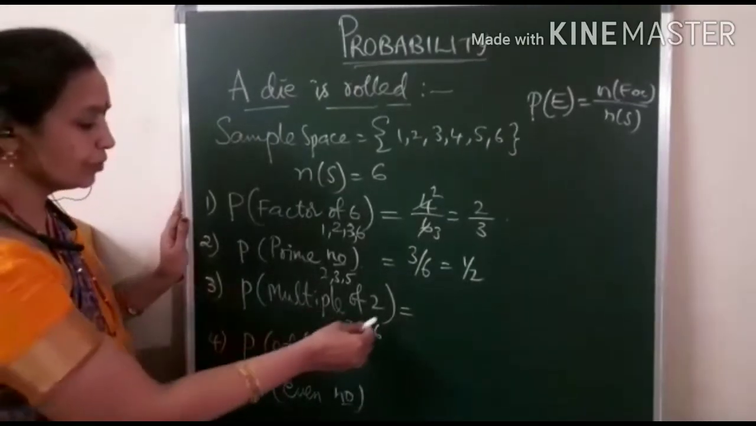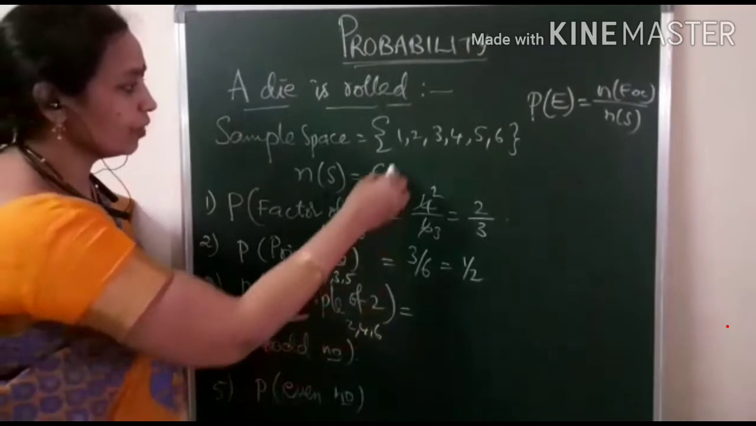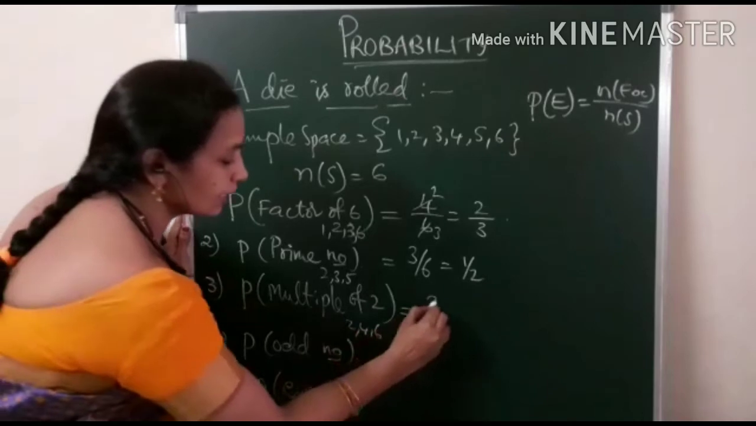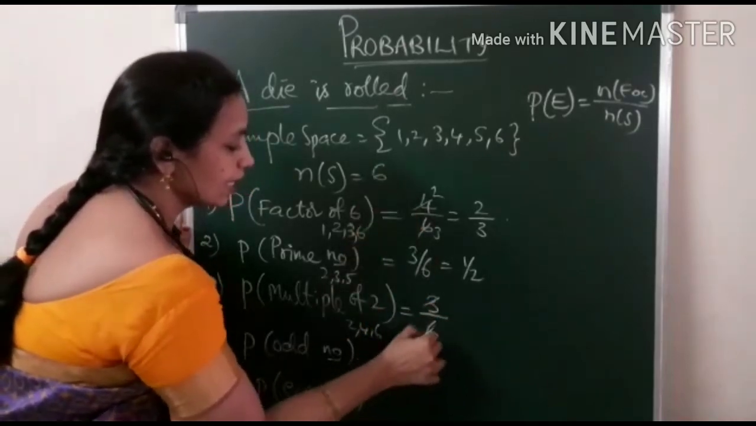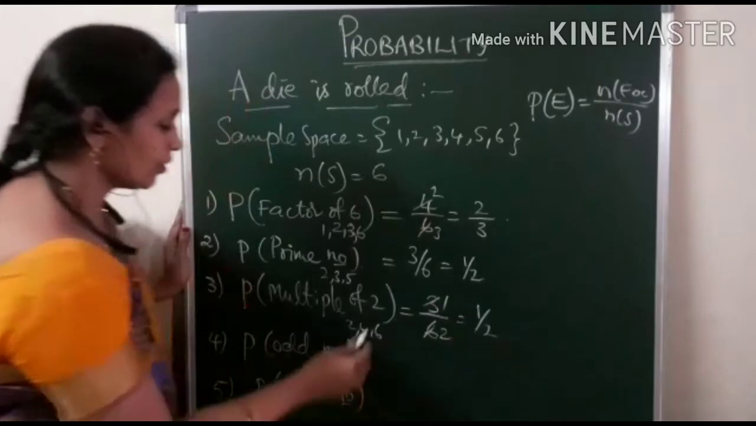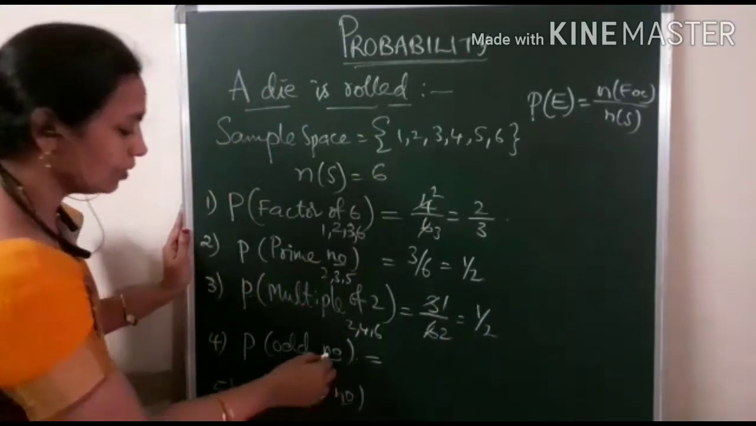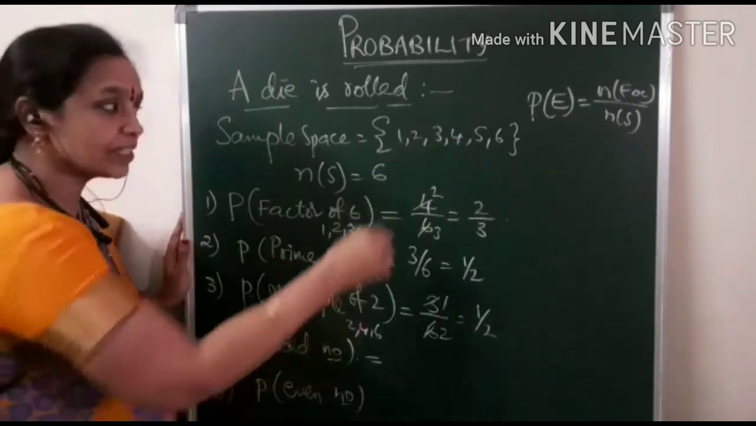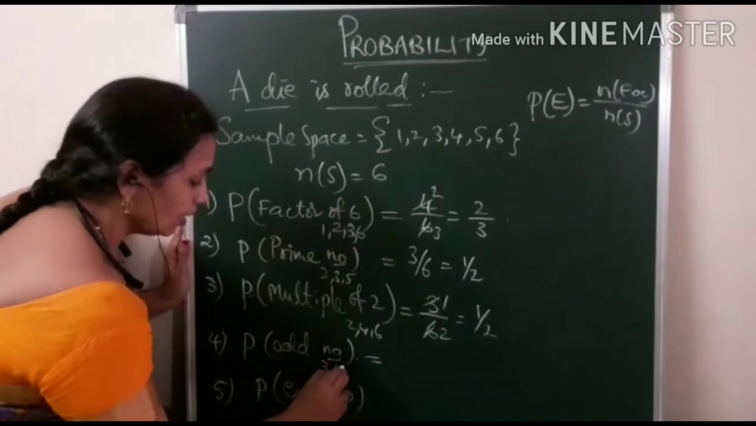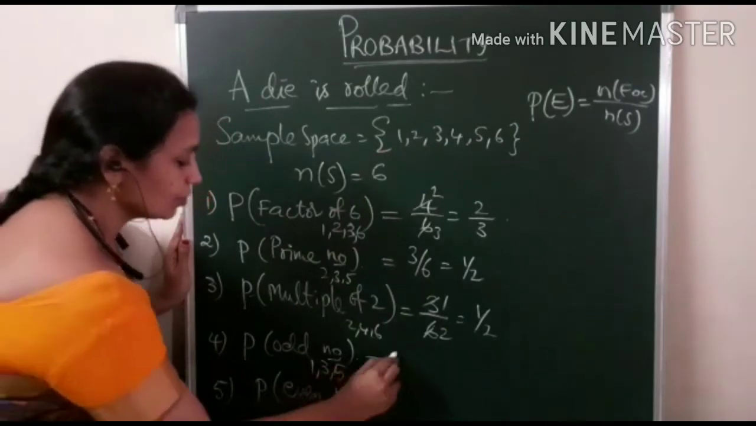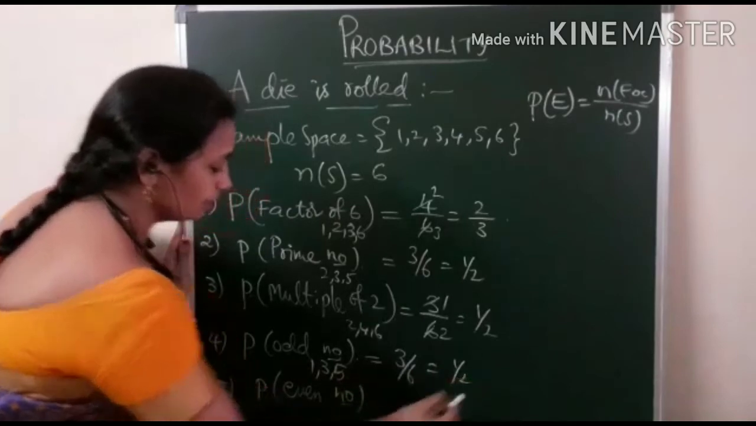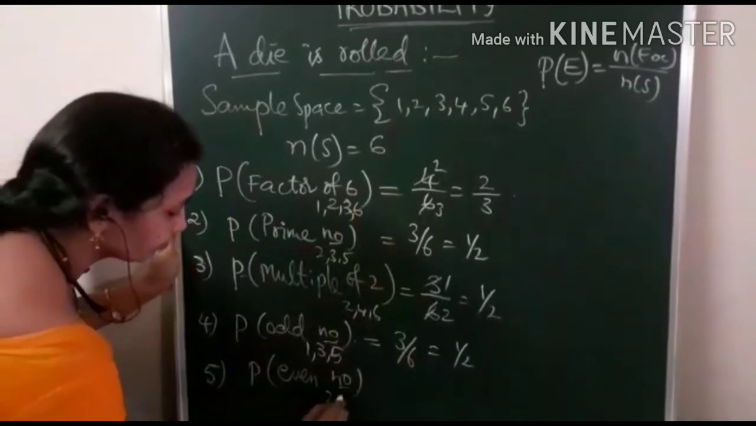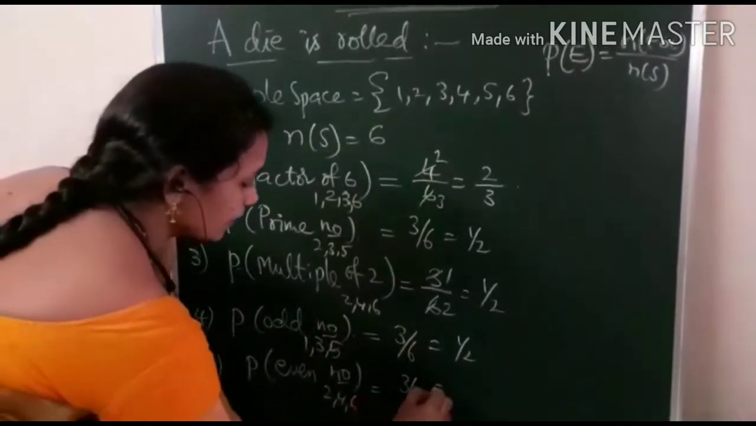Then to find a multiple of 2, the favorable outcomes for multiple of 2 from the sample space is 2, 4, 6. So 2, 4, 6, how many favorable outcomes are there? 3. Out of the total outcomes is 6. Again, 1 by 2 you will get. 1 by 2 is the probability of multiple of 2. Getting an odd number. Favorable outcomes for the odd number from the sample space are 1, 3, 5. So these are 3. 3 out of 6 is 1 by 2. Next even number. Even number is nothing but 2, 4, 6. So again 3 by 6 is nothing but 1 by 2.